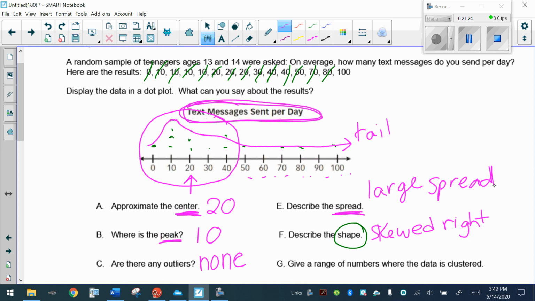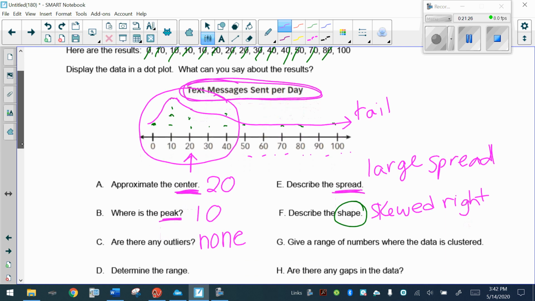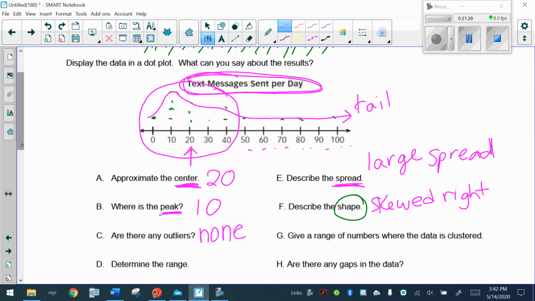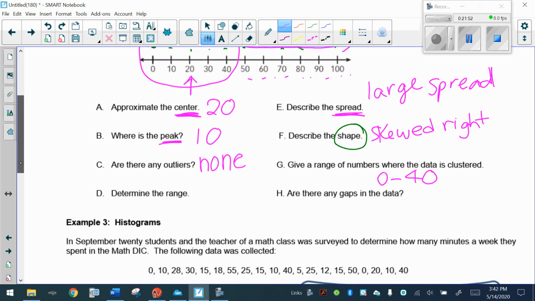All right, give a range of numbers where the data is clustered. So I had already kind of made this circle from 0 to 40. It does not need to be exactly the same. If you wanted to say 10 to 20, that would be fine. 10 to 40, anything around there would be great. Are there any gaps in the data? A little bit. There's a little bit of a gap between 50 and 70, and a little bit of a gap between 80 to 100.